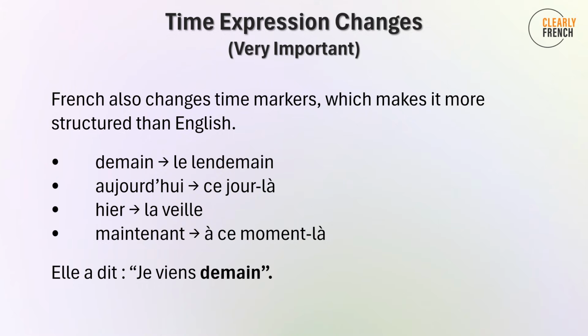Elle a dit, je viens demain. She said, I'm coming tomorrow. Will become, elle a dit qu'elle venait le lendemain. She said she was coming the next day. Because we're not talking about tomorrow here. This is in the past. It's already happened.